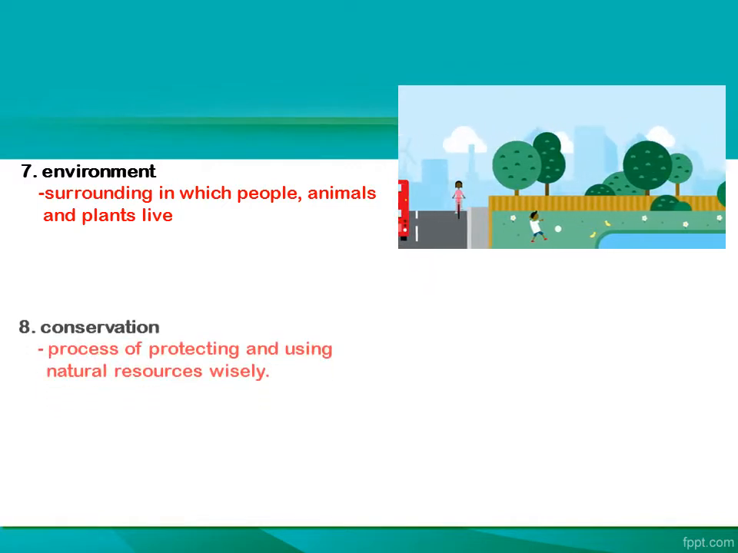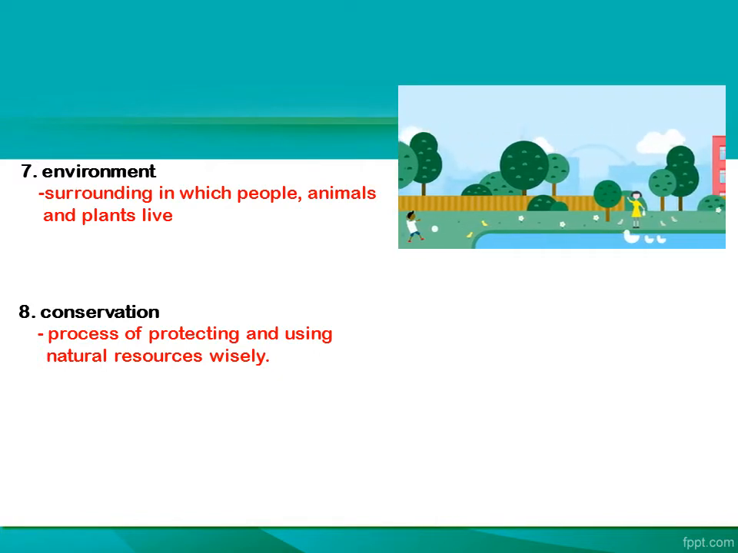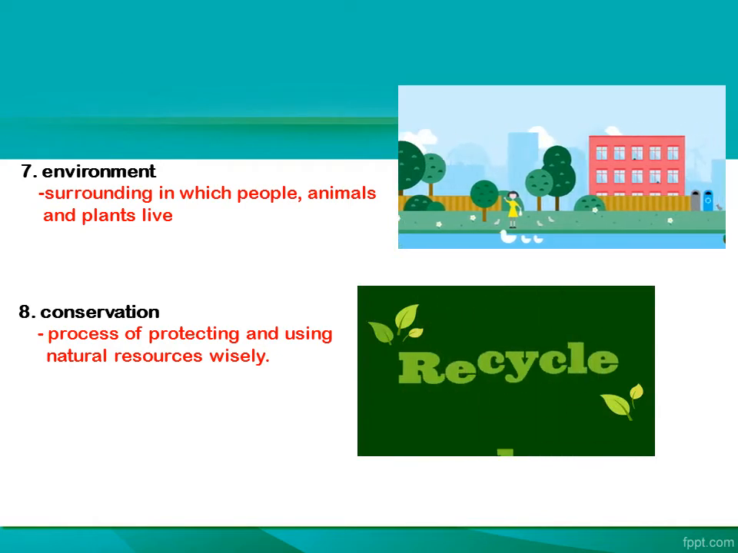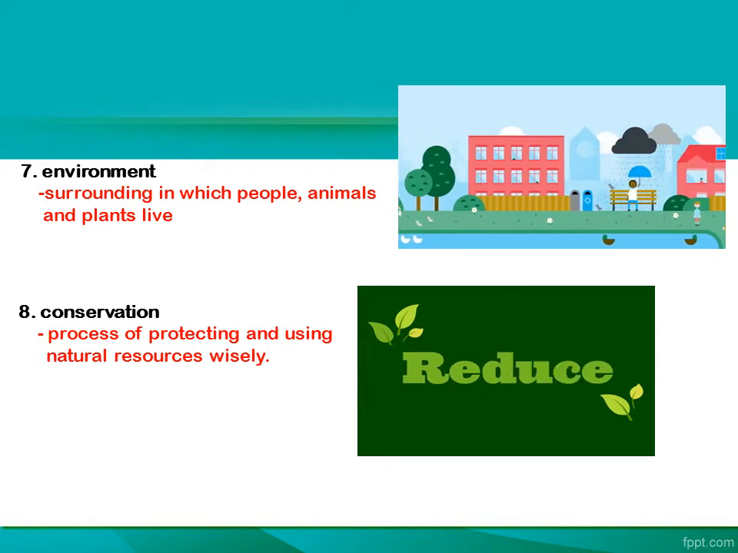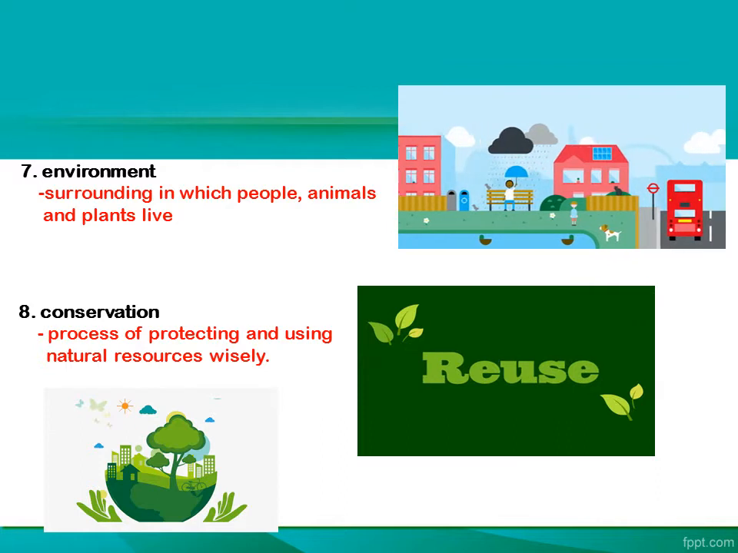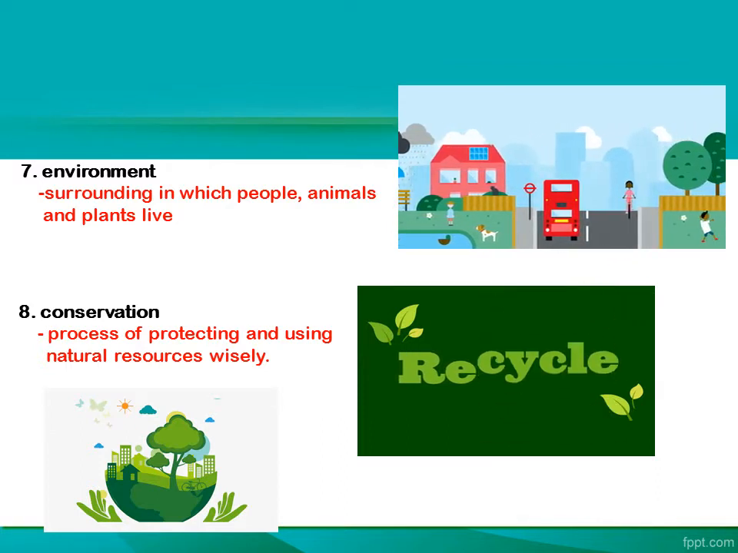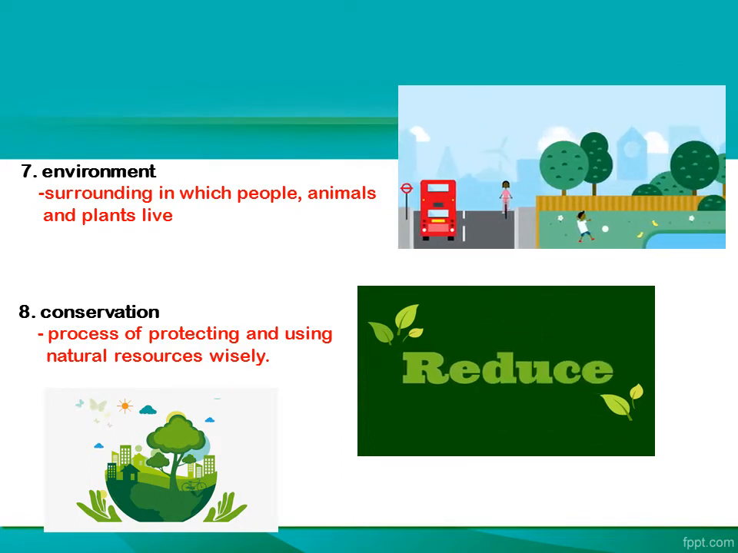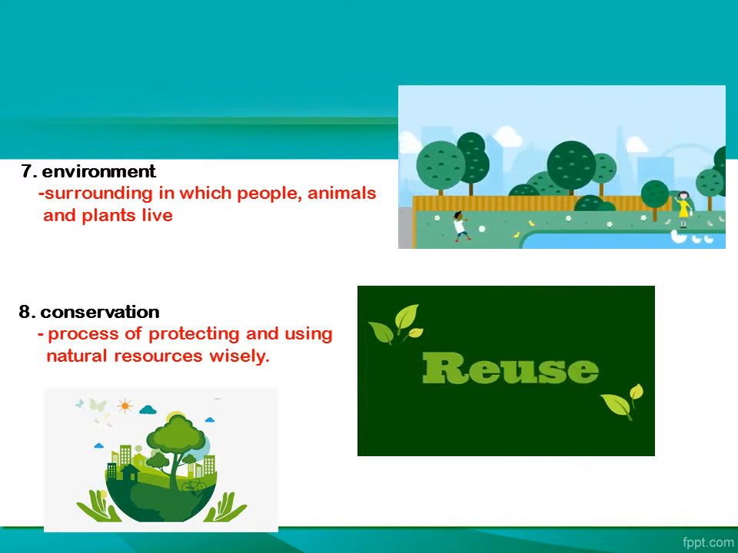All right, and last one, we have conservation. It is a process of protecting and using natural resources wisely. Okay, look at this example. Recycle, reduce, and reuse. So reduce the amount of waste you produce, reuse items as much as you can before replacing them, and recycle items wherever it's possible. So all these three things are one way of showing conservation. All right, so please don't forget all these vocabulary words of this lesson.